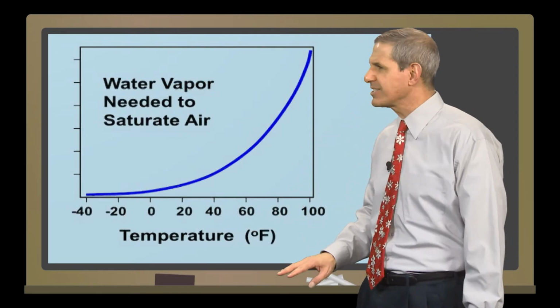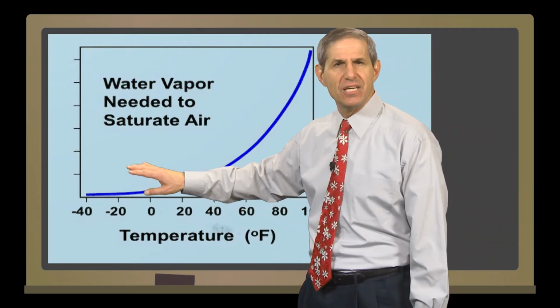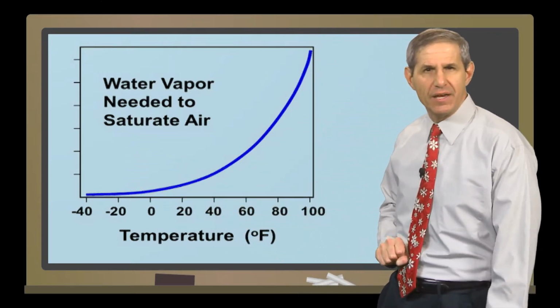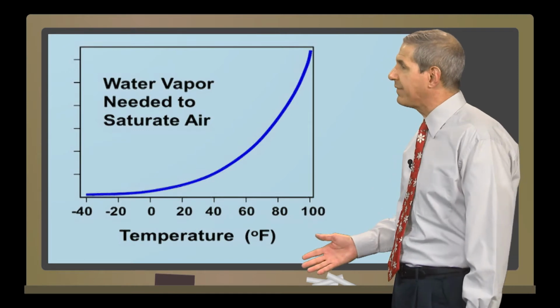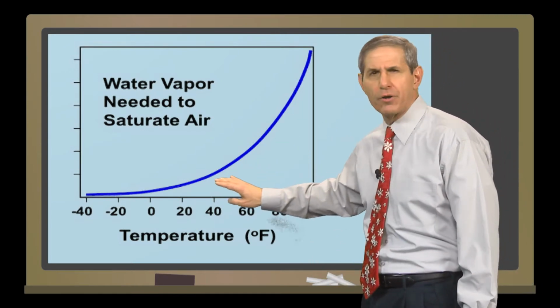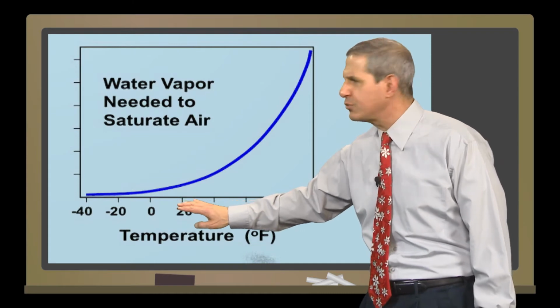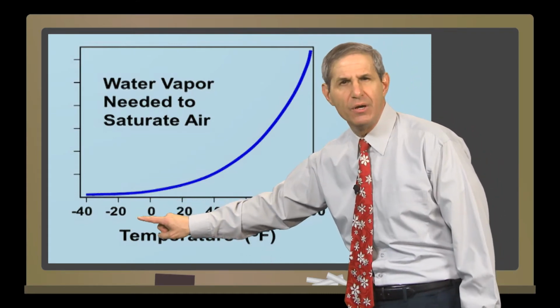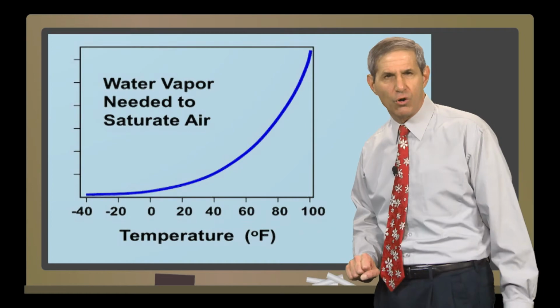Temperature is on the x-axis, while the y-axis is the amount of water vapor needed to saturate the air, basically to make a cloud in the air at that temperature. Notice that as temperature decreases, the amount of water vapor needed to saturate the air also decreases, but never quite gets to zero, even when the air is really cold.